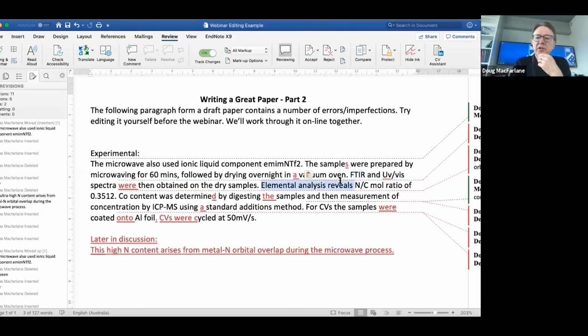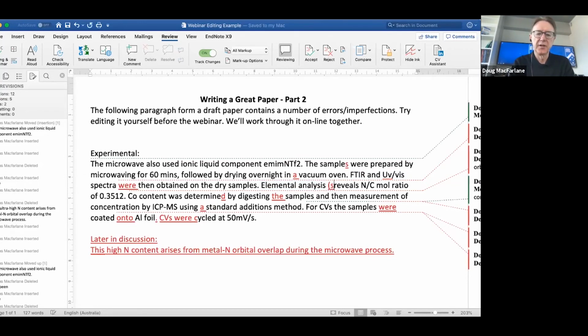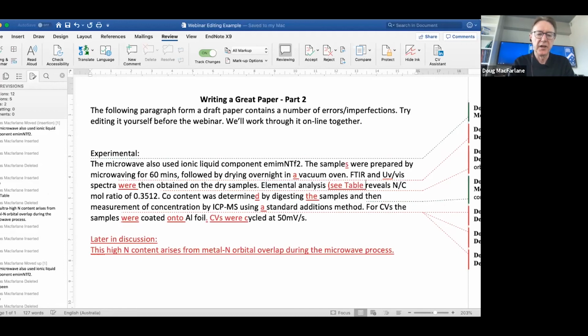Elemental analysis, definitely going to need to report the full detail of that analysis in the supplementary. So we want to be saying, there's frequently a need for, something like, see Table S4, S3, where the full detail is presented, right? So the reader who wants to see the full analysis can see it. Reveals an N:C mole ratio of 0.3512.